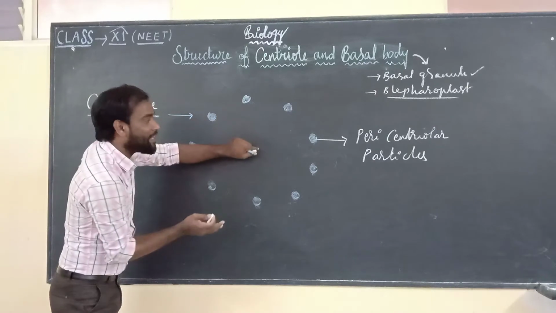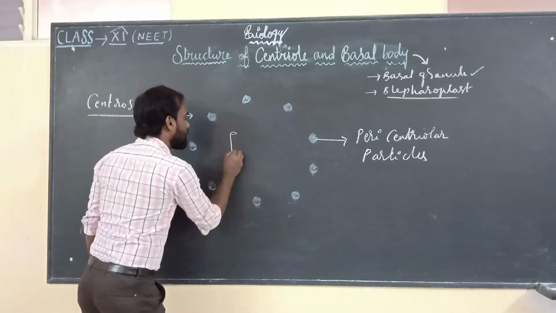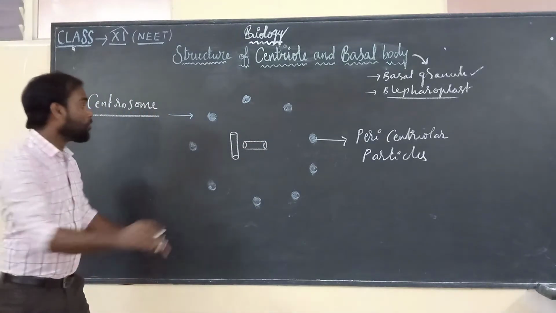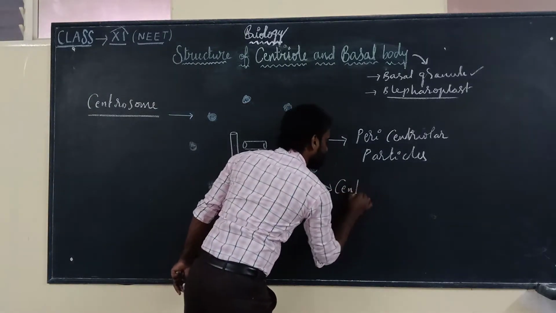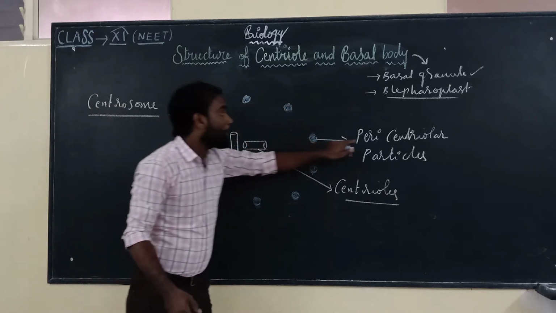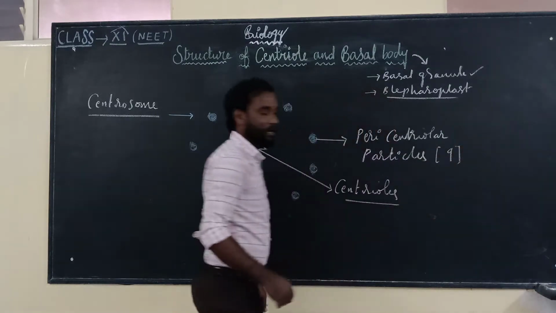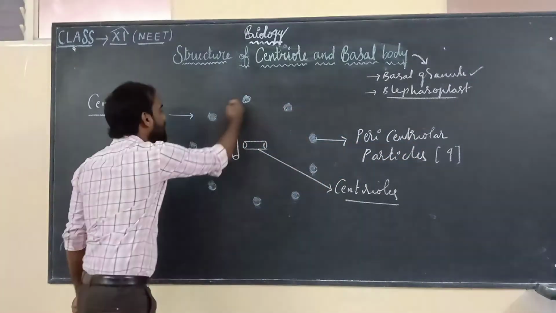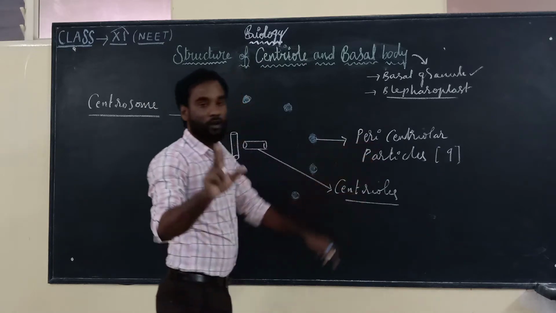Now, inside these pericentriolar particles, there are 2 centrioles which are perpendicularly arranged, like this. These two are called what? Centrioles. Here, centrioles are covered by pericentriolar particles. How many are present? There are 9 pericentriolar particles. Peri means surrounding, centriolar means centrioles. As these particles are surrounding the centrioles, they are called pericentriolar particles.